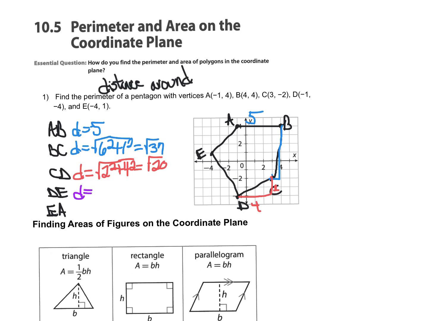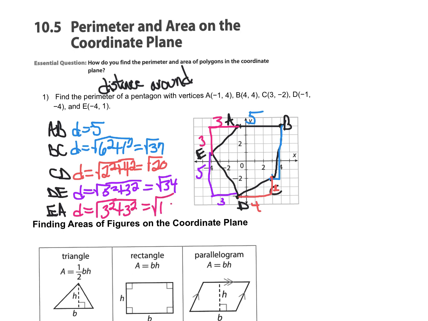So D is for DE. I'm going to go over 1, 2, 3, and up 1, 2, 3, 4, 5. So 5 squared plus 3 squared is the square root of 34. And then EA is up 1, 2, 3, over 1, 2, 3. So the square root of 3 squared plus 3 squared. Square root of 18.